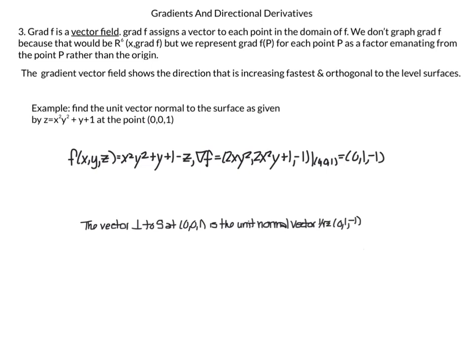So when we plug in (0, 0, 1), we have the direction (0, 1, -1). If we're on this hill and we want to know which part is steepest, of course that depends on where we're standing, but if we're standing at (0, 0, 1), then the direction (0, 1, -1) will give us our fastest ascent. So the vector perpendicular to the surface at (0, 0, 1) is the normal vector. Because it asked for a unit vector, we normalize it, and we get 1 over square root of 2 times (0, 1, -1).